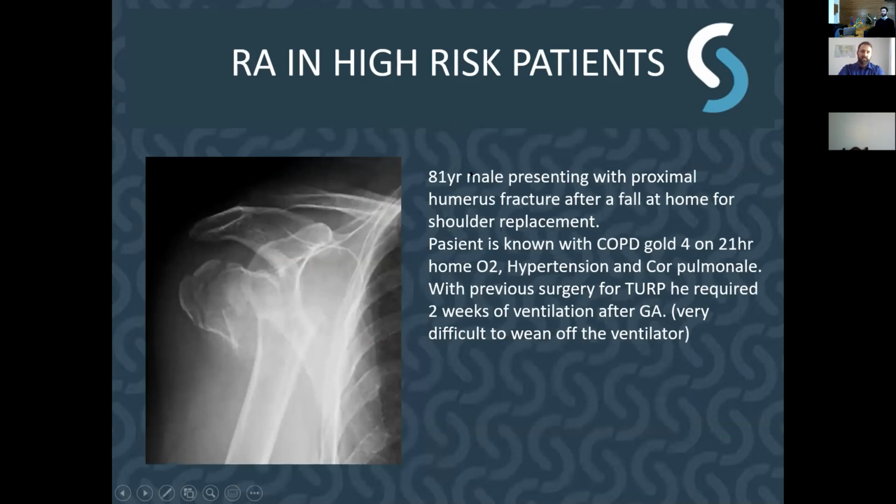Okay, and lastly, 81-year-old male presenting with a proximal humerus fracture with a completely destroyed shoulder after a fall from home, for a shoulder replacement. The patient is a COPD patient, GOLD class 4, on 21 hours of home oxygen. He's known hypertensive with cor pulmonale, and with his previous TURP, so prostate, he required 2 weeks of ventilation in ICU because he was so difficult to get off the ventilator.